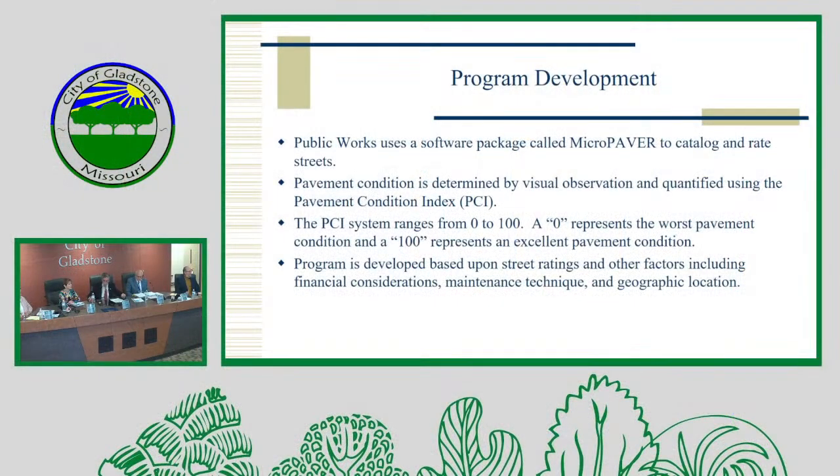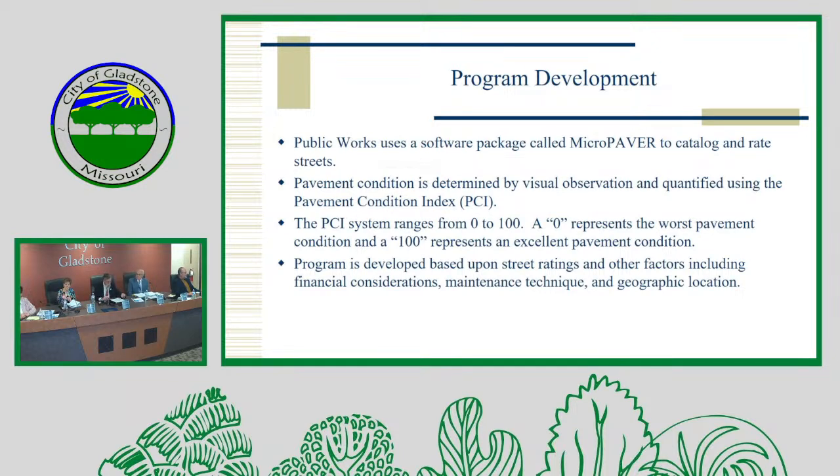As you probably know, Public Works rates our streets at least every 2 years. We use a software package called MicroPaver. We take the condition of the street, enter it into the software package, and it gives us a pavement condition index. That index is from 0 to 100, 0 being the worst street, 100 being a perfect street, and we do that for each street section within the entire city. From that, we use that information to develop our street maintenance program.